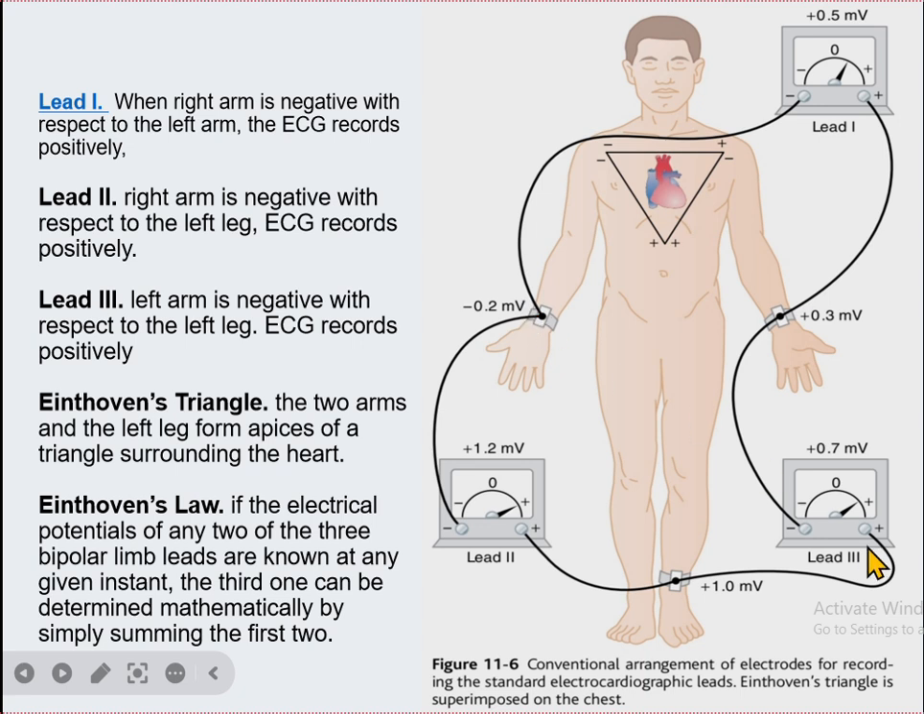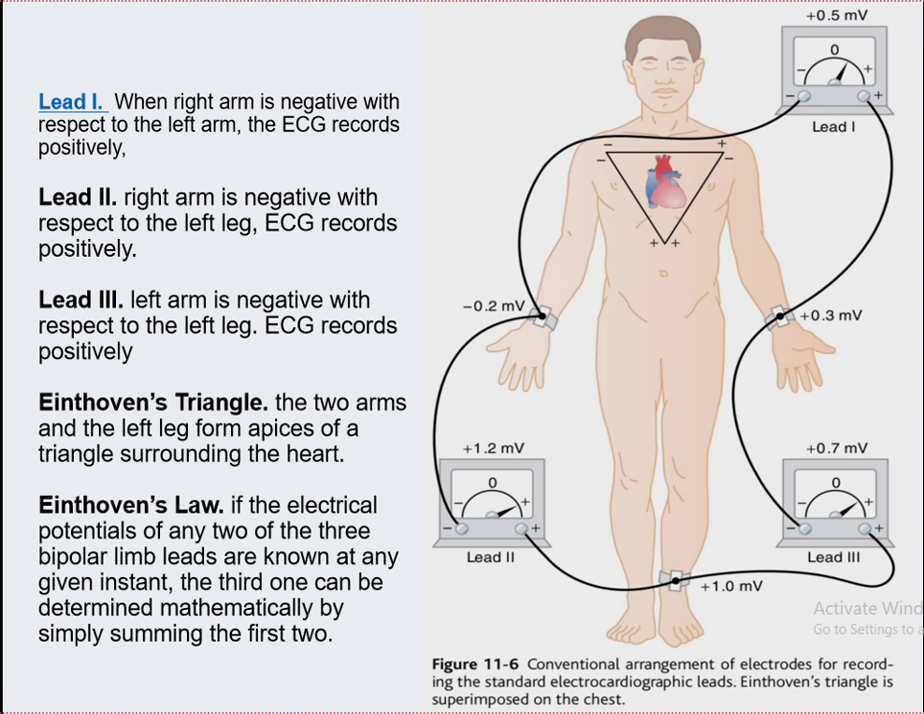If you look at lead 2, which is this, its negative terminal is put on the right hand. The positive terminal is put on the left leg. This is right hand, left leg. You look at the voltage at the left leg, it is positive 1. Voltage at the right hand is negative. So since the negative terminal of lead 2 is in a more negative region and the positive terminal in a more positive region, it will also give you a positive deflection.